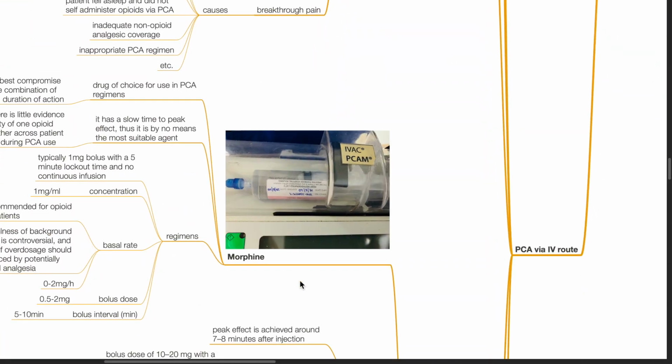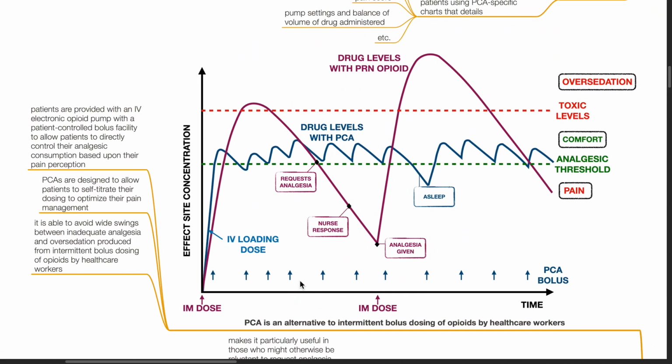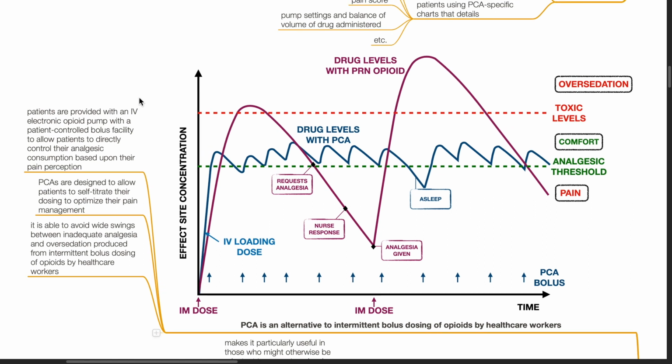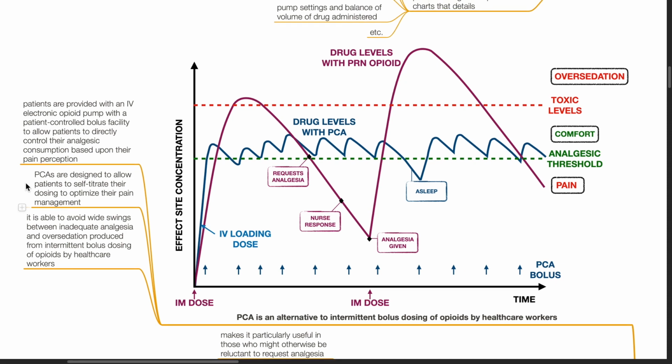PCA via the IV route. Patient-controlled analgesia is an alternative to intermittent bolus dosing of opioids by healthcare workers. Patients are provided with an IV electronic opioid pump with a patient-controlled bolus facility, and this allows patients to directly control their analgesic consumption based upon their pain perception. PCAs are designed to allow patients to self-titrate their dosing to optimize their pain management. It is able to avoid wide swings between inadequate analgesia and over-sedation produced from intermittent bolus dosing of opioids by healthcare workers.